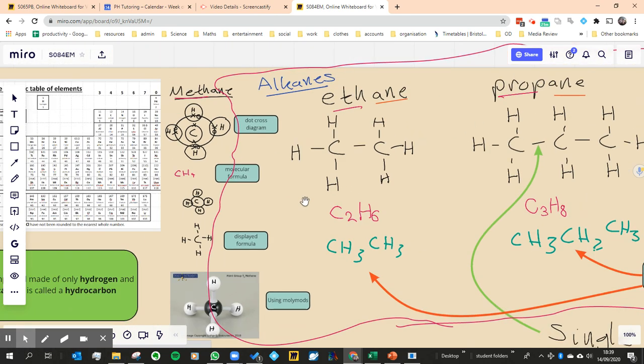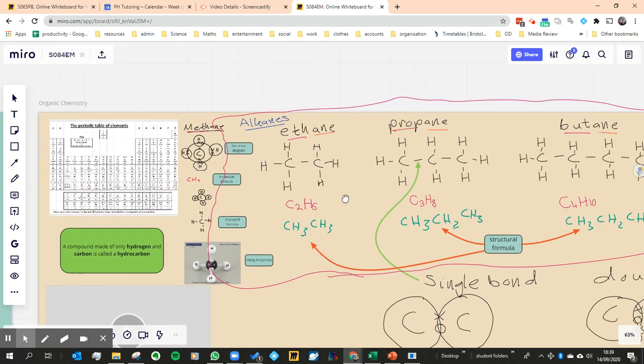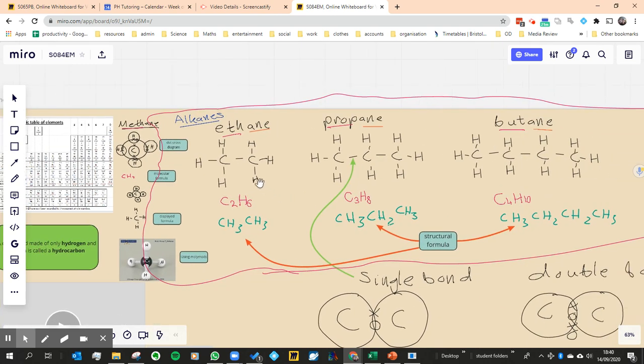Basically, if I'm trying to make methane, that was methane with CH4. I could have 2 carbons, I'd call it ethane. 3 carbons, it's called propane. 4 carbons, it's called butane. And if you drew all these out like this, then those are different molecular formulas. Now the displayed formula, sorry, that's the displayed formula.